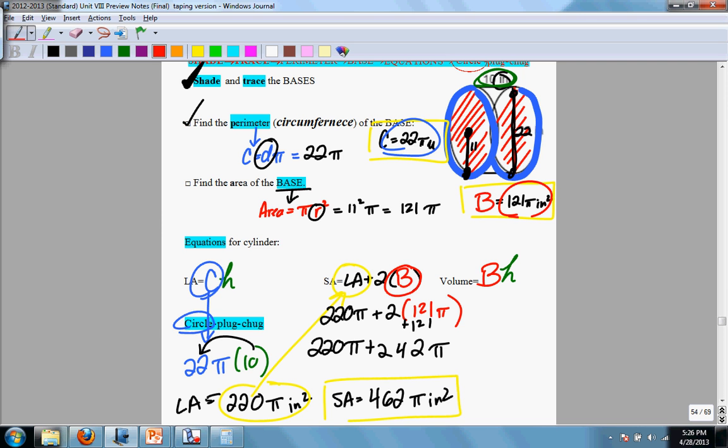Volume is simply base times height. So our volume, we circle base, pick it up. Our base, 121 pi, times height, which is the distance between the bases, which is 10. So we're doing 10 times 121. So of course volume, you just tack a 0, 1210 pi, and now it's inches cubed.